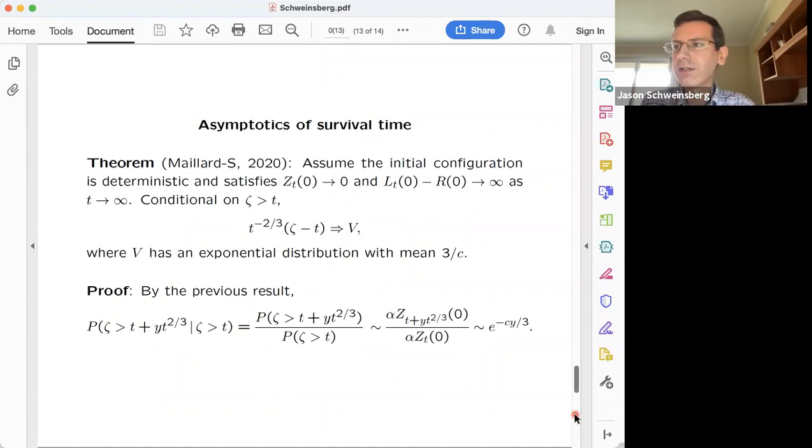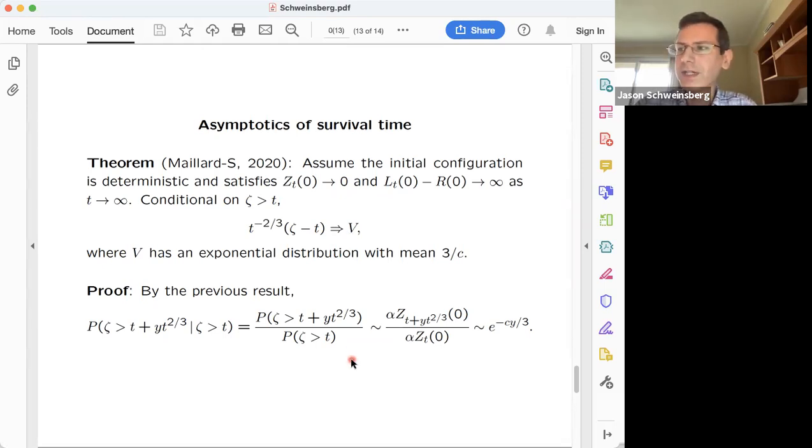Now, as a corollary of this result, we can obtain the asymptotic distribution of the survival time for branching Brownian motion, conditioned on the process surviving for an unusually large time t. So we assume that z_t of 0 goes to 0, so that survival until time t is unlikely. And then this result says that conditional on the unlikely event of survival until time t, the amount of time past time t for which the process survives is of the order t to the 2/3, and furthermore, t to the minus 2/3 times zeta minus t converges in distribution to an exponential random variable.